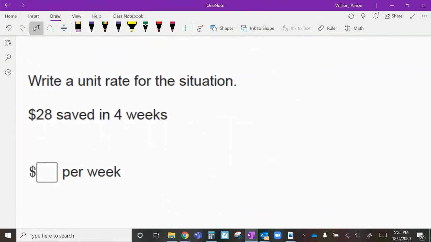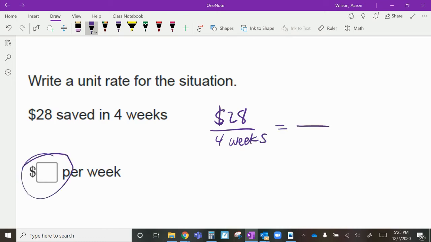This one says write a unit rate for this situation. So new story, new fractions, new ratios. It's $28 saved in 4 weeks. And I'm always going to write that label, and it's going to be equal to another fraction. Again, it happens to be unknown dollars, which is why I'm going to put my box on the top. And per week means for every 1 week, right? Per means 1. So instead of putting an x this time, I'm going to use D for dollars.